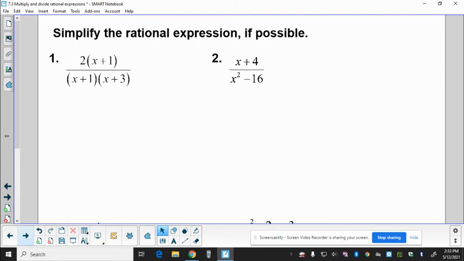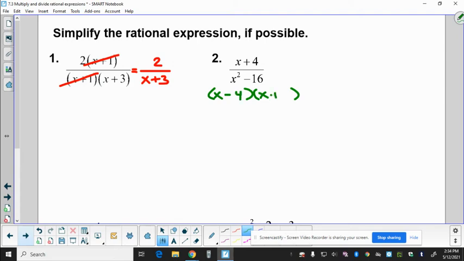All right, let's try these. How about number 1? Well, that one looks pretty easy, doesn't it? So what we're going to be left with here is 2 over x plus 3. All right, let's head over here to number 2. It looks like the denominator is a difference of two perfect squares. See that? So I see a common factor. So you're left with a 1 on top and x minus 4 down below.